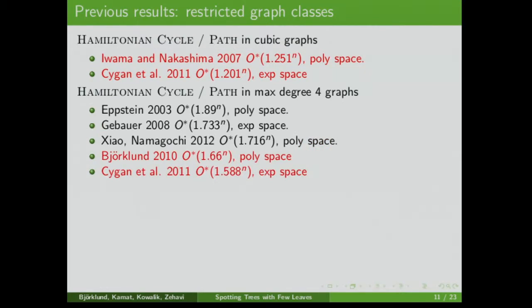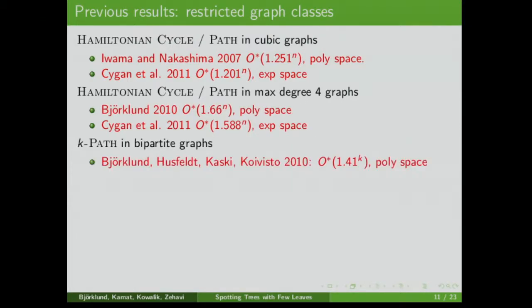Now these are the state-of-the-art results. For maximum degree four graphs, there was some research, but in polynomial space, the general algorithm of Björklund is now the fastest, and it applies also for bigger maximum degrees. So one kind of restricting your graph classes is bounding the maximum degree.